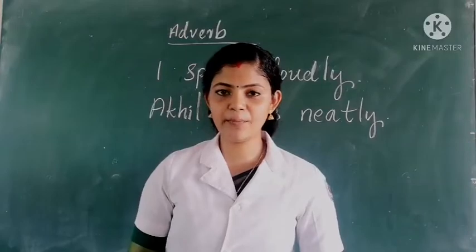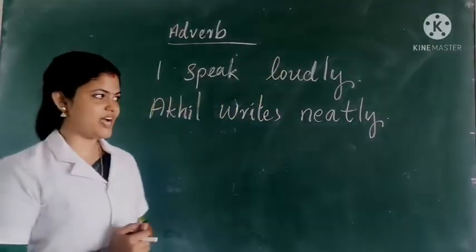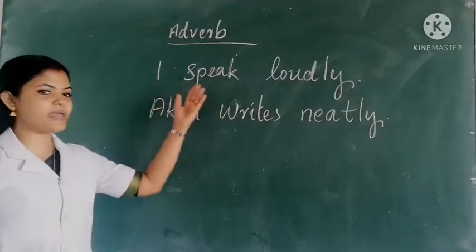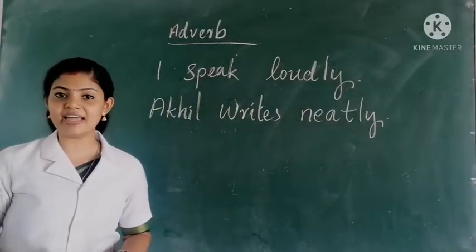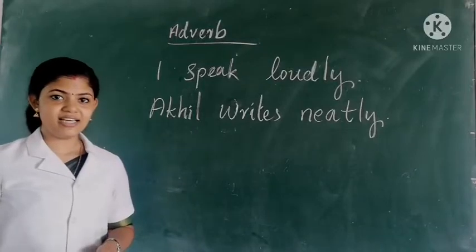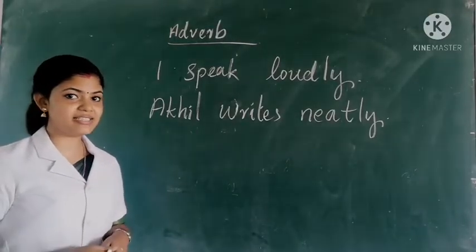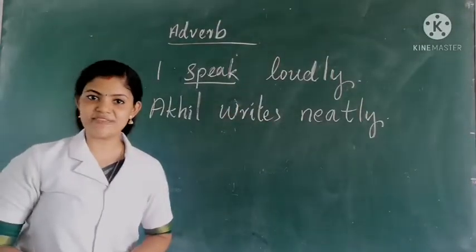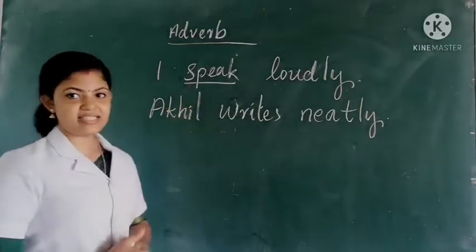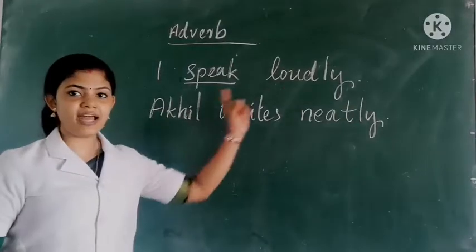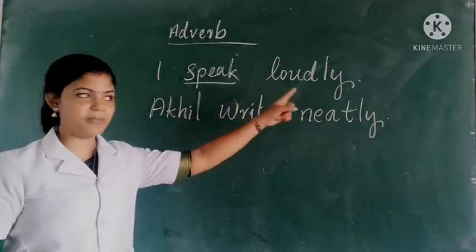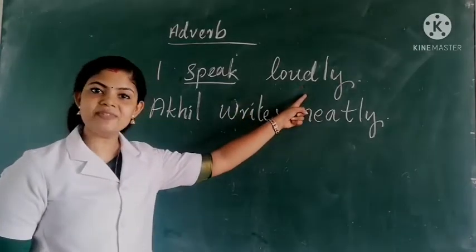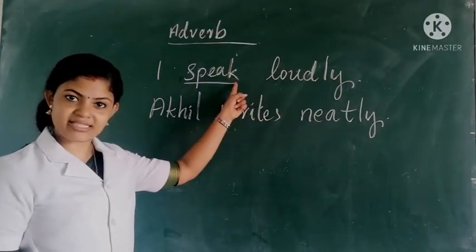So children, on the board you can see two sentences. Which are they? I speak loudly. Can you identify the verb in the sentence? What is the action verb in the sentence? That is speak. Speak is the action verb in this sentence. You can see another word near the verb, that is loudly. So this word describes the main verb, isn't it?